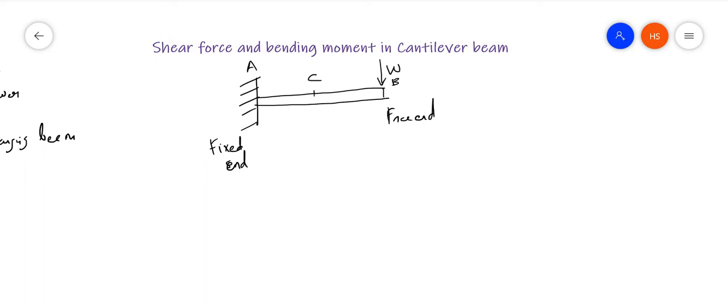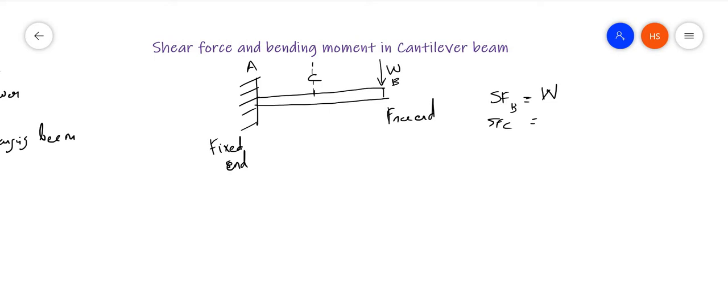Now I am considering this point B. The shear force at B is equal to, what is meant by shear force? Shear force is the vertical force. So what is the force at B? It is W itself. That is the shear force at B. Now I am considering point C.